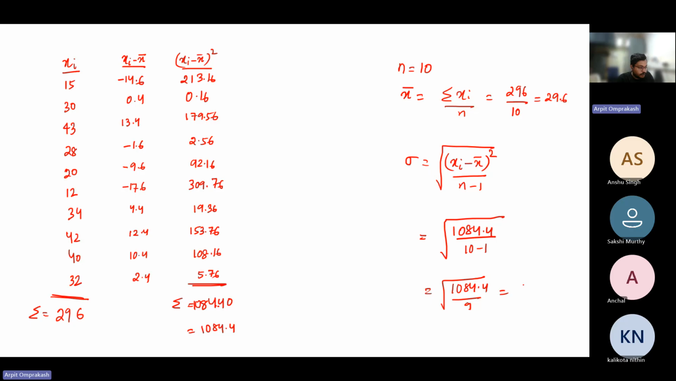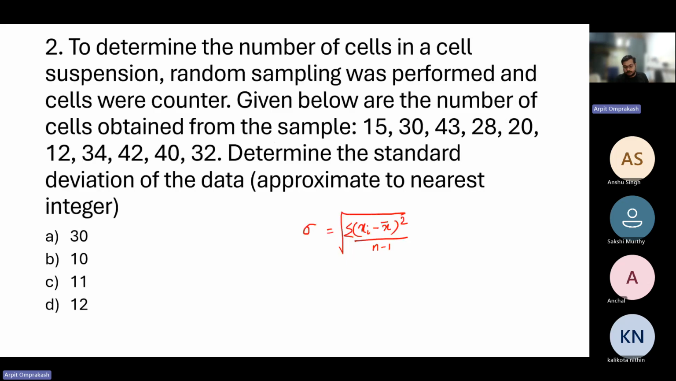And so we run 0.25 square root of this, which will be around 10.98. So we have approximately 11. Let's see, 11 is there as an option. Yes, 11 is there. So the answer here will be C, 11.